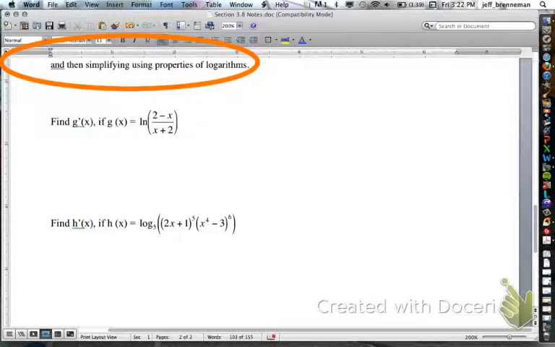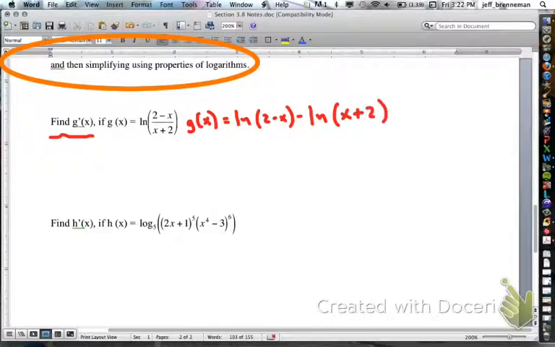For example, we did one problem like this before we left on Friday, but let's see if we can just walk through a couple more together. Notice in this problem we're asked to find g prime of x, and so that looks like a problem we could handle with just calculus and calculus alone. But I hope you remember that you can rewrite this function as the difference of two logarithms. That is the ln of 2 minus x minus the ln of x plus 2.